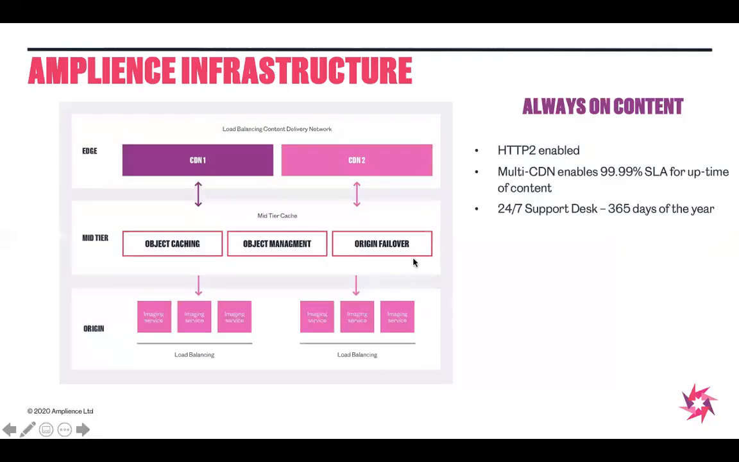When you store and subsequently publish assets on Amplience, they're stored and published within Origin, and subsequently then held on our mid-tier cache. And then when a user viewing your website requests that page, the assets then get stored on our CDNs. So we use Akamai and CenturyLink, and we have a load balancer that will constantly monitor which CDN will deliver the assets fastest to the end user that's viewing your website.